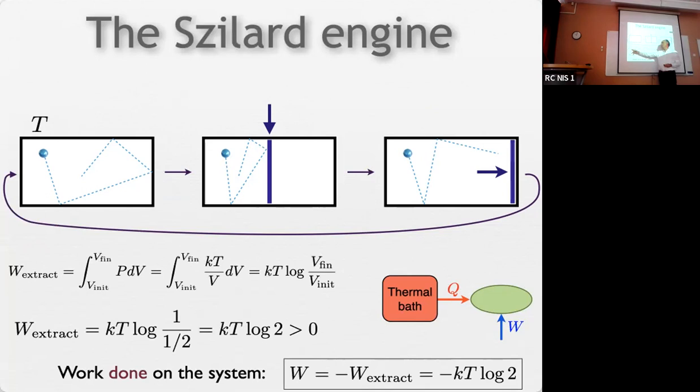But here we will calculate the extracted work. So how much work do we extract when we do this? Well, you can use the formula for the work in thermodynamics. Since this is a single particle, we can use the ideal gas equation, that pressure is kT divided by volume. And then we get this formula. Here we have an expansion from an initial volume 1/2 to a total volume of the box, which is one. So this is kT log 2. In this expansion, we get a work kT log 2.